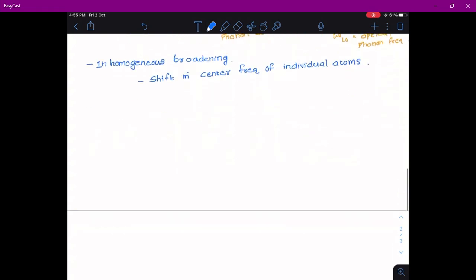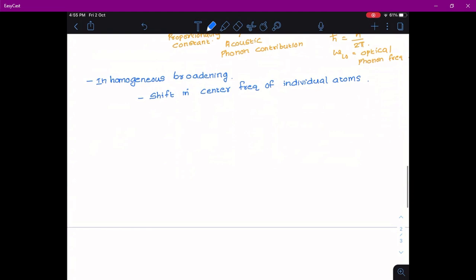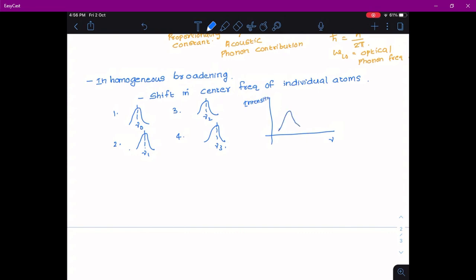That means if I have the first atom, it will be like this, something around nu 0. Second atom, it will be like this, something around nu 1. Third atom, something around nu 2. And fourth atom, it will have nu 3. So if you plot the spectrum, or the frequency versus intensity, you see that this is for nu 0, nu 1 and so on. In general, the complete plot will be something like this.